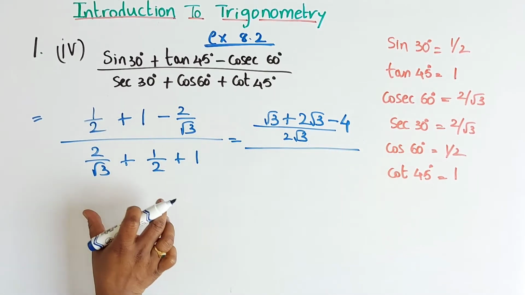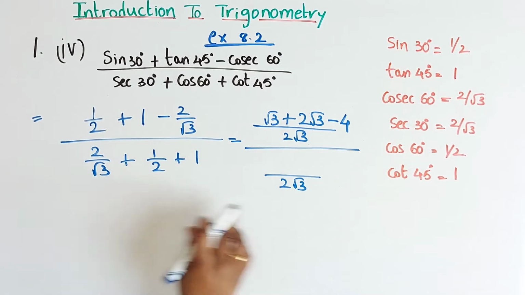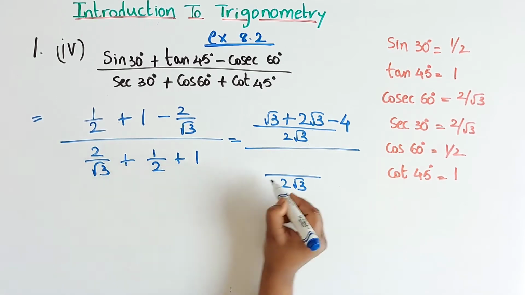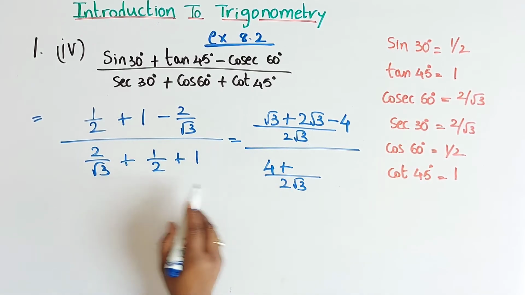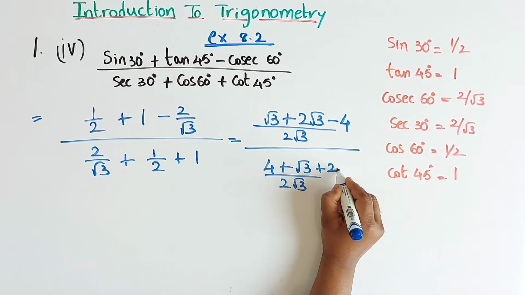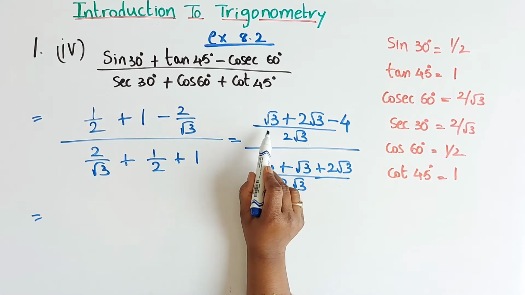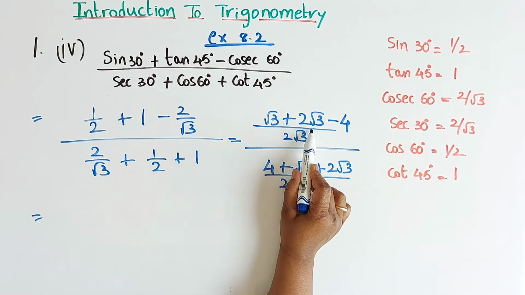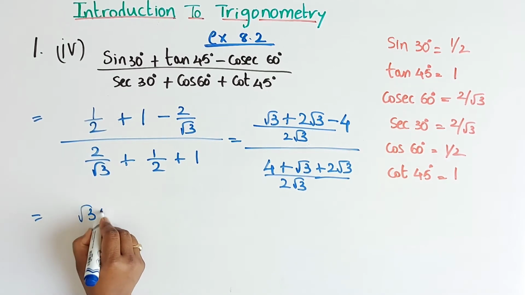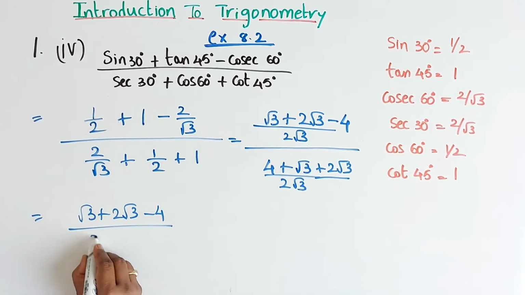Divided by, now the denominator part, here also 2 root 3 is in the denominator. LCM. Root 3 ones are root 3, 2 into 2 it is 4. Plus 2 ones are 2, root 3 into 1, root 3. Plus 2 root 3 here. Let's simplify. Root 3 plus 2 root 3 minus 4 here in the numerator, divided by the denominator, 2 root 3.